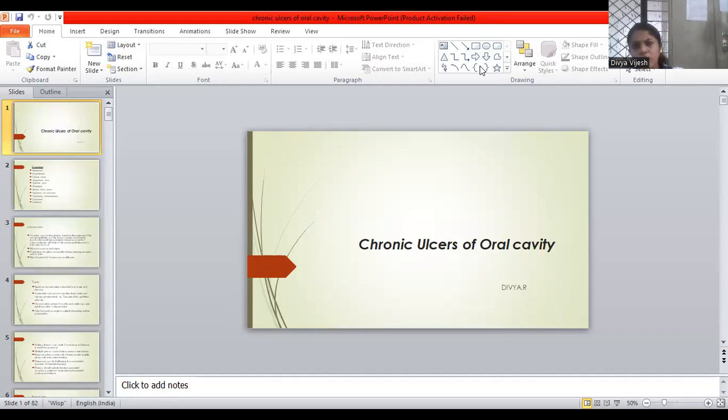So, we all know about aphthous ulcers. Aphthous ulcers are very common in the mouth. Okay. So, in this chapter, we are studying about chronic ulcers of the oral cavity.